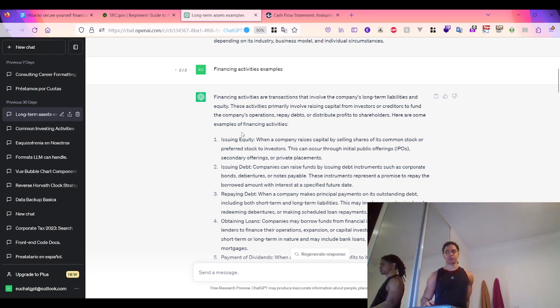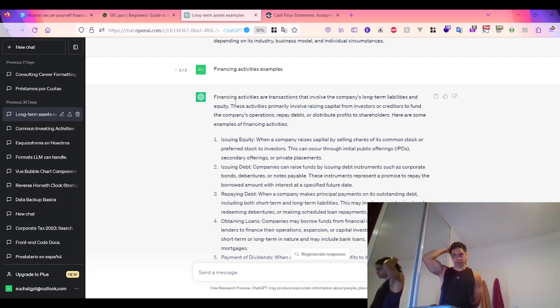So this activity primarily involves raising capital from investors or creditors to fund the company's operation, repay debt, or distribute profits to shareholders.